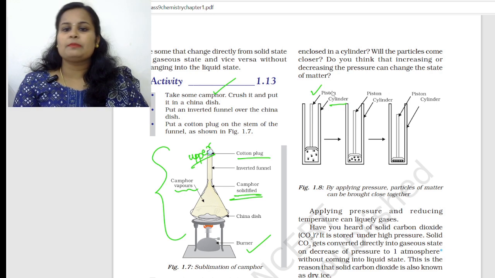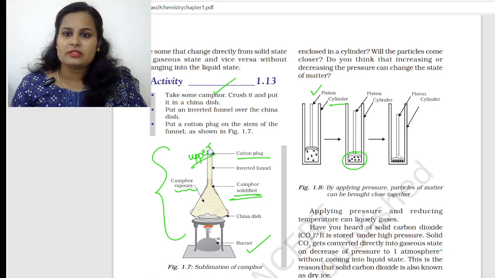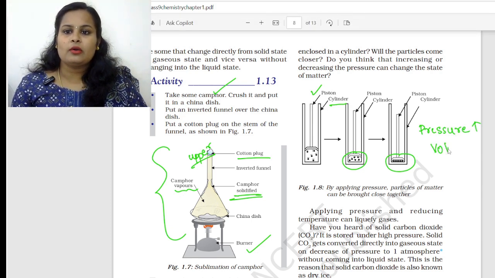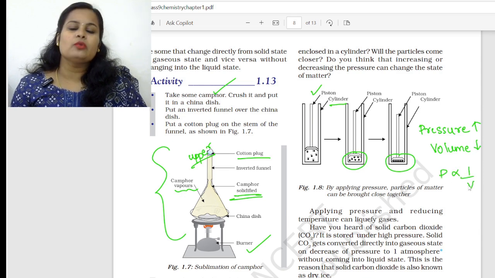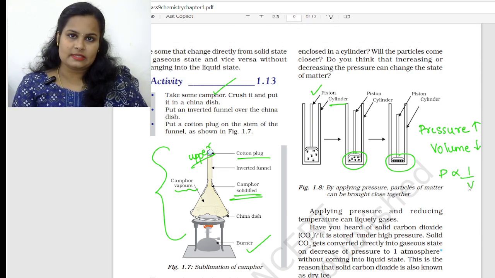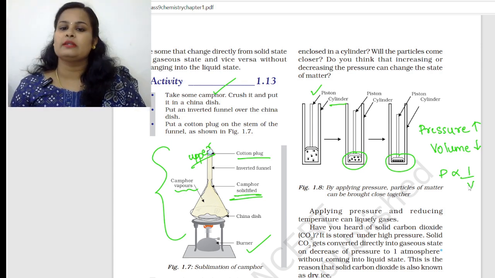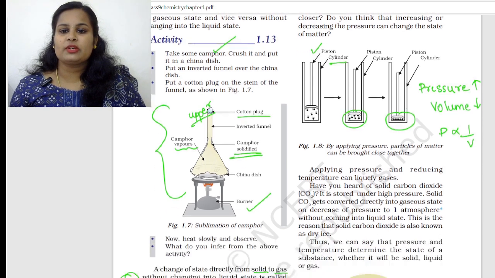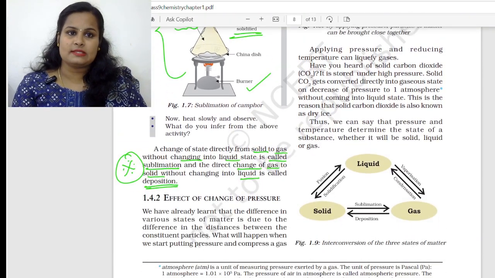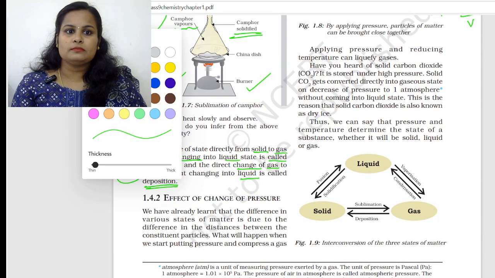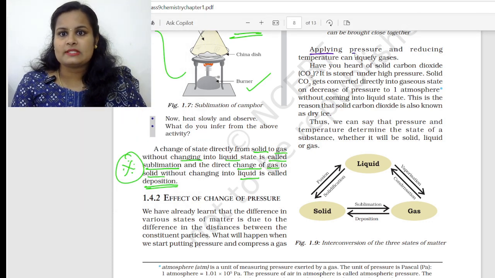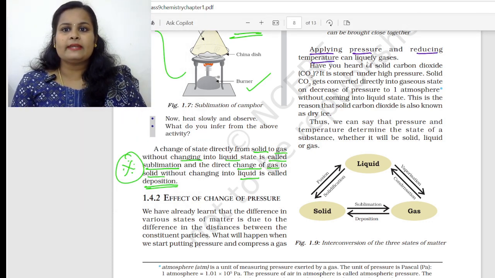By increasing the pressure, we can see the volume is getting reduced. So pressure is increased, we can say volume decreases. So P and V are inversely related, in the sense that if one quantity increases, the other decreases. Okay. So applying pressure and reducing temperature can liquefy gases. This is a very important statement. Take a note on the same.